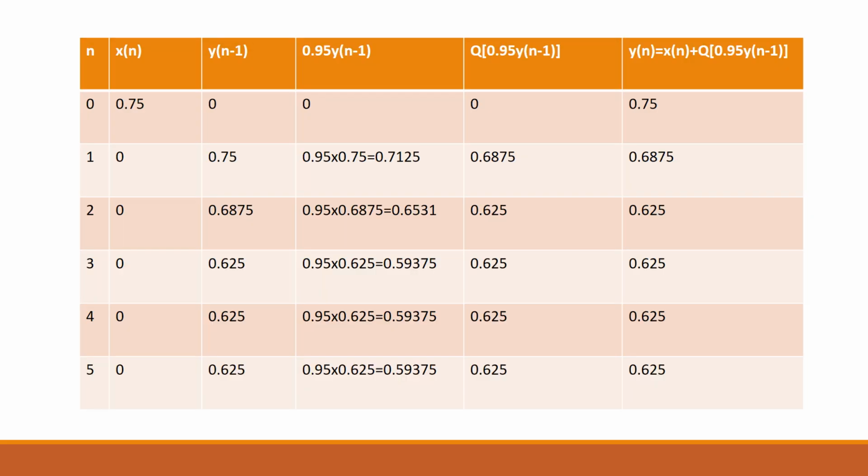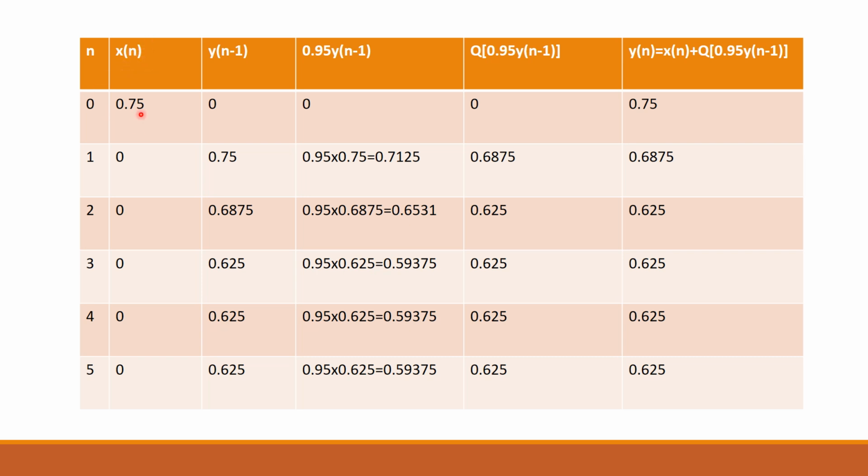To draw this table. In this table, first n value, then x of n, y of n minus 1, 0.95 into y of n minus 1. Then we are applying quantization. After quantization, we are finding what is y of n. So for n is equal to 0, initially, we know when n is equal to 0, x of 0 is equal to 0.75. It is given in the question.